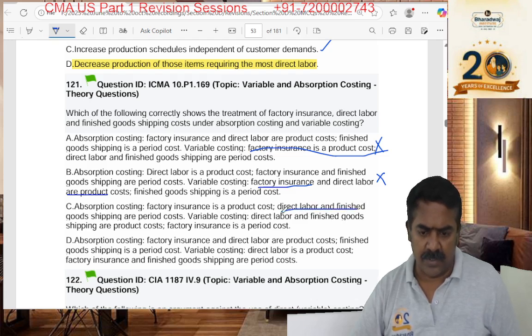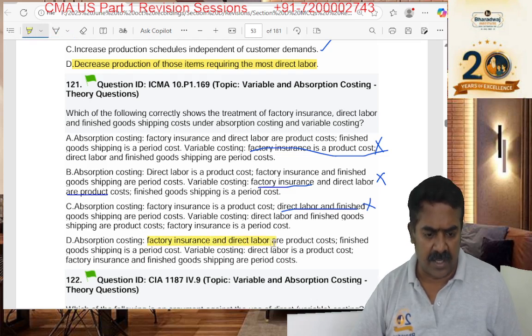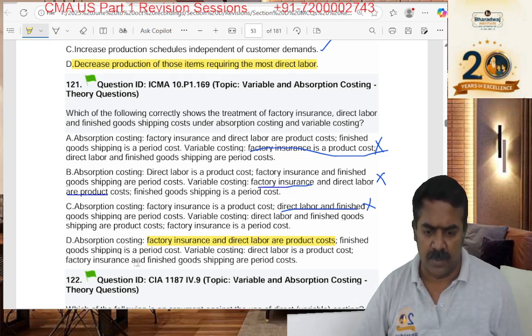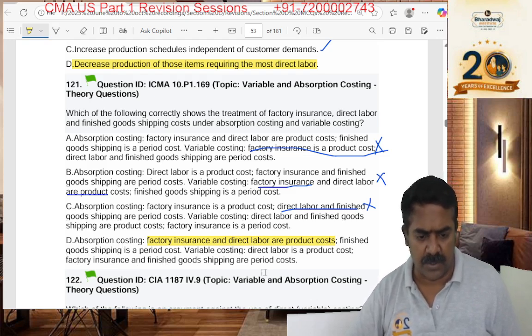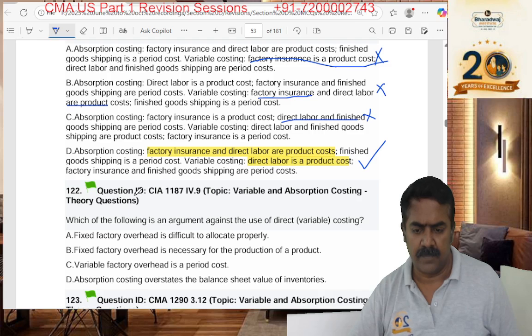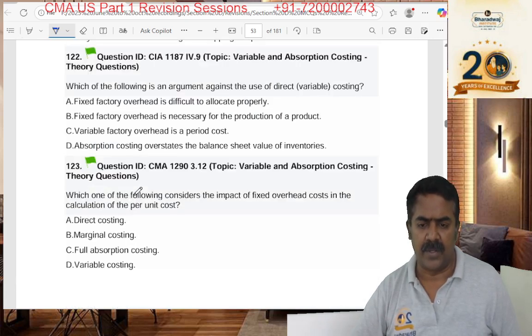Direct labor and finished goods shipping costs are which one? Period cost. It cannot be. Direct labor is part of product cost. Absorption costing, yeah, of course, the options are included. Shipping etc. are part of selling expenses. Direct labor is a product cost. Factory insurance and finished goods shipping are period cost. This is the correct one. Answer is D. 122, 123.